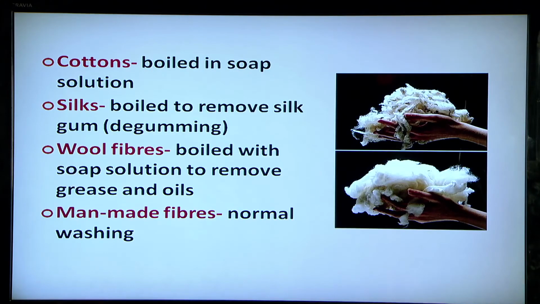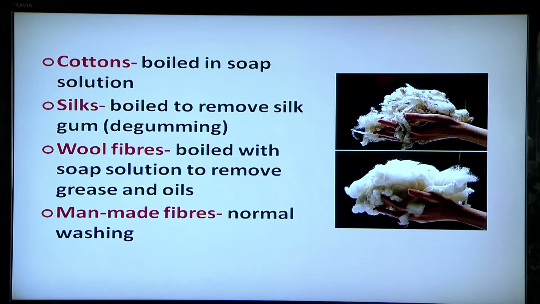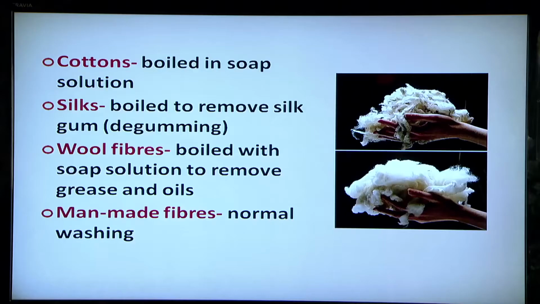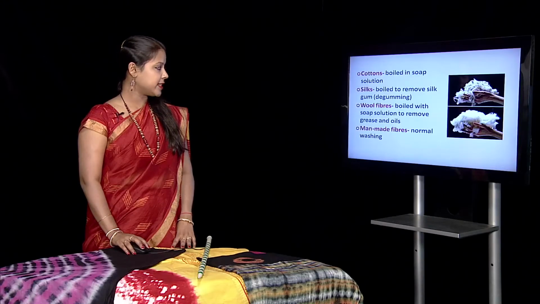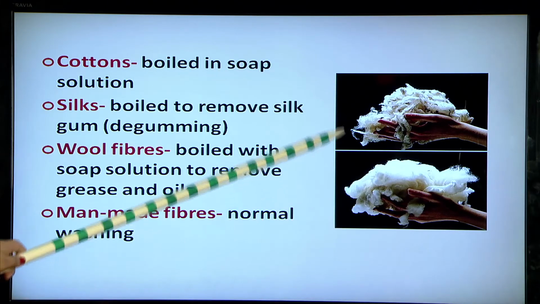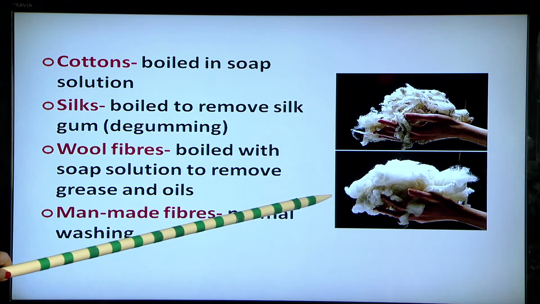Different fibers are given different scouring treatment. Cotton fibers are boiled in soap solution. Silk fibers are boiled to remove the silk gum, which is called sericin, and this process is called degumming. Wool fibers are boiled in soap solution to remove grease and oils, whereas man-made fibers are given normal washing. As you see, this is the unscoured fabric and this is the clean fabric produced after scouring.